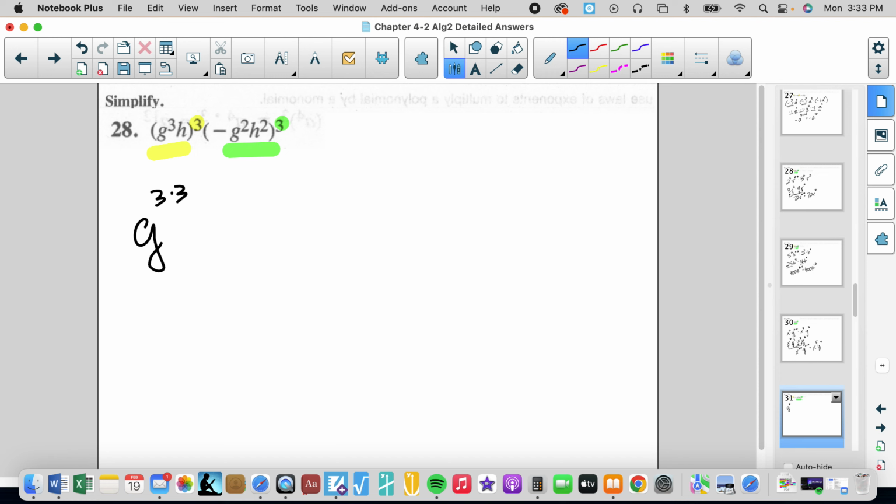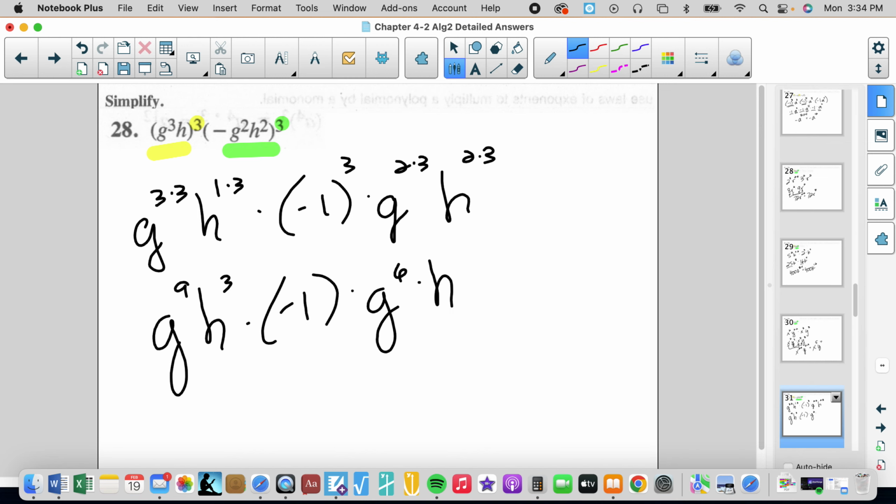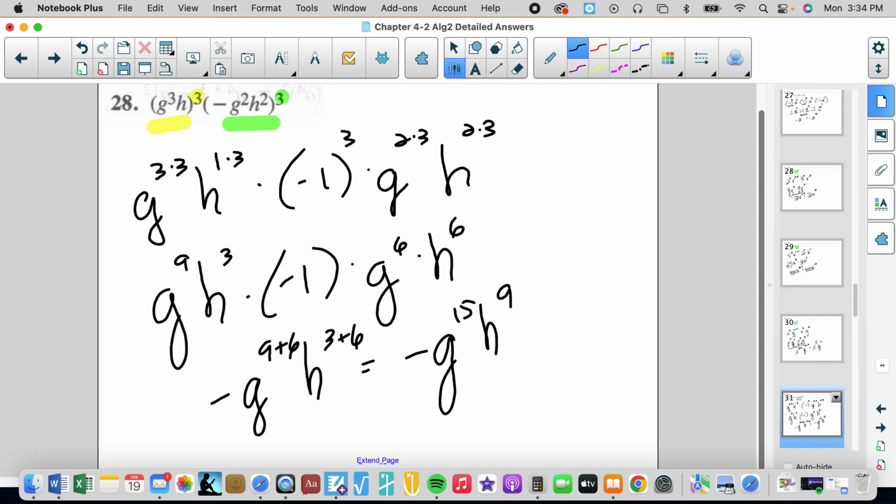G to the 3 times 3, h to the 1 times 3, negative 1 to the 3rd. We have g to the 2 times 3, h to the 2 times 3. G to the 9th, h to the 3rd, times negative 1. G to the 6th, h to the 6th. So we get negative g to the 9 plus 6, h to the 3 plus 6. Negative g to the 15th, h to the 9th would be our final answer.